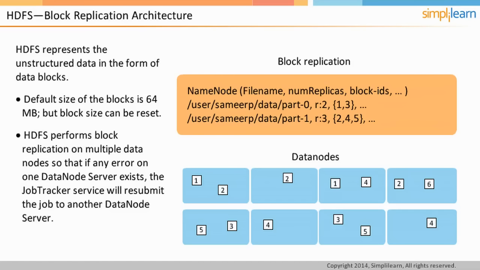Usually, the data is split in the form of parts like Part 0, Part 1, etc., as shown in the image. The image also represents the parts that are stored in multiple data nodes. In the next screen, we will discuss the replication method.